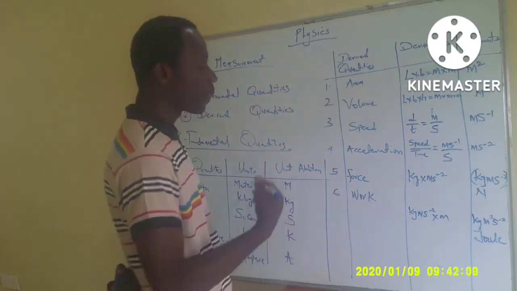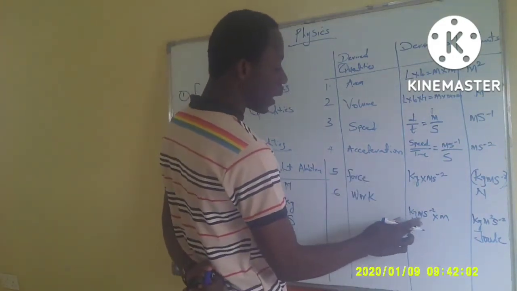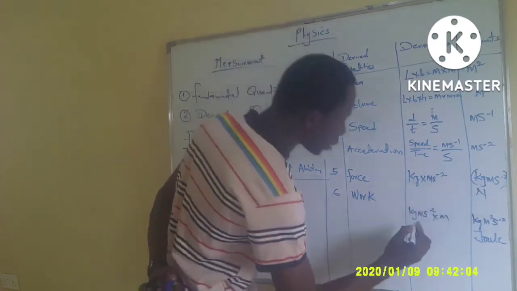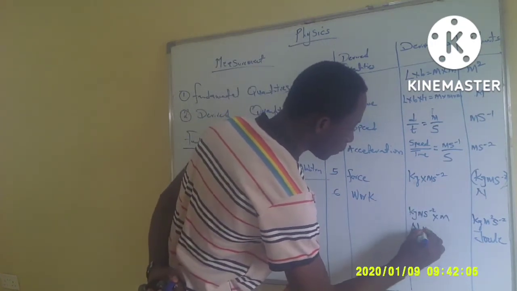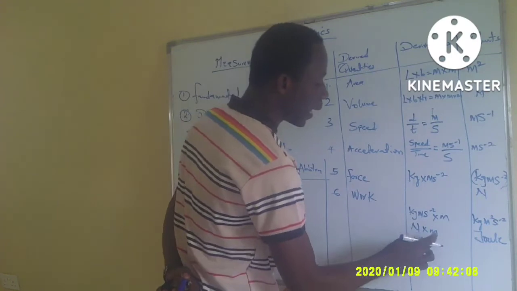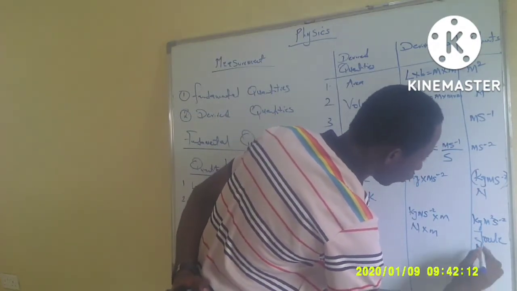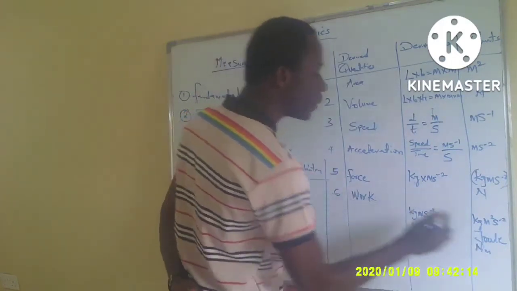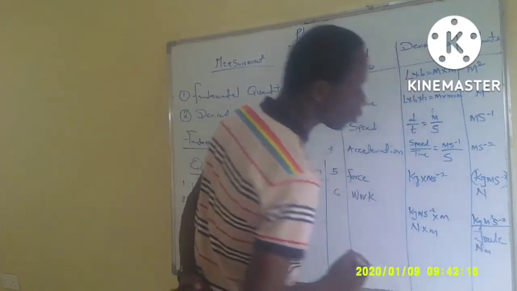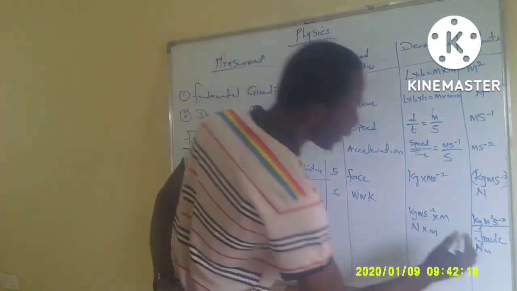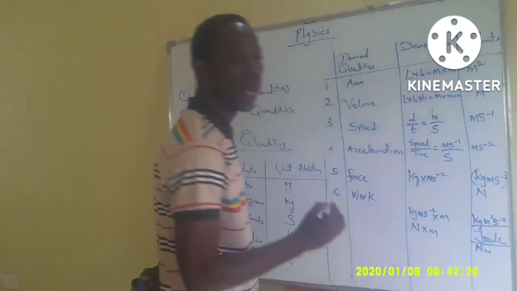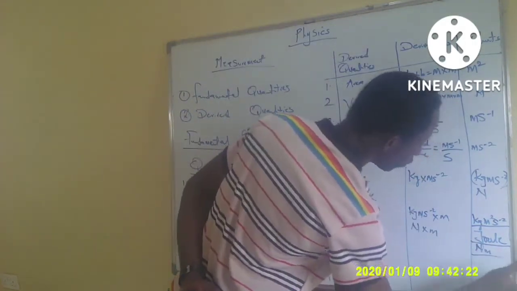Or we can also say, since kilogram meter per second square is Newton, we can say Newton times meter gives us Newton meter. So work can be represented by kilogram meter square per second square. It can be represented by joule, and it can also be represented by Newton meter.